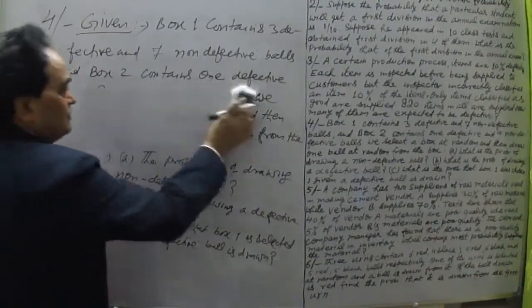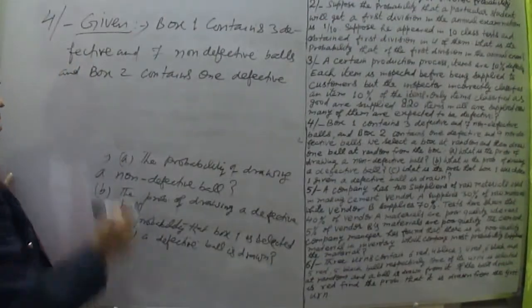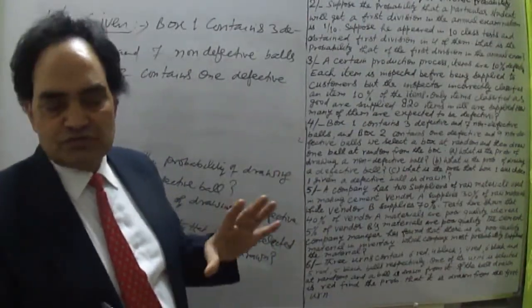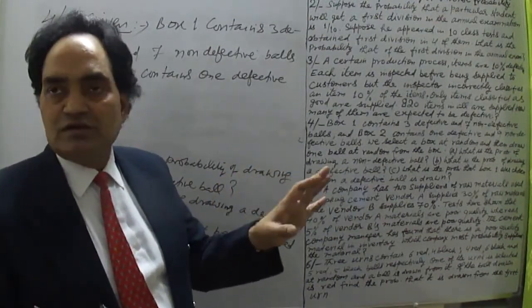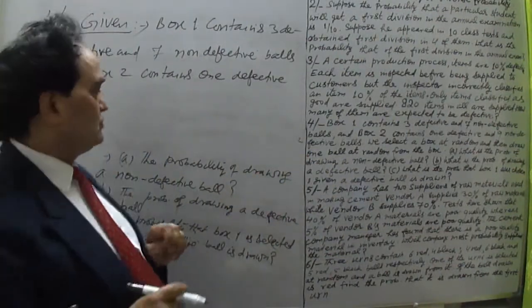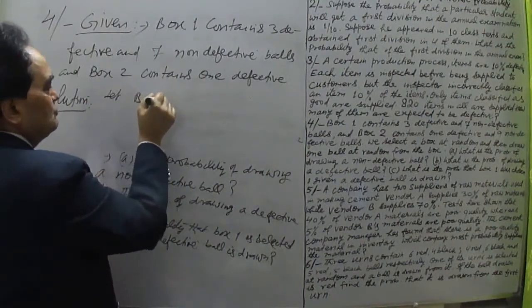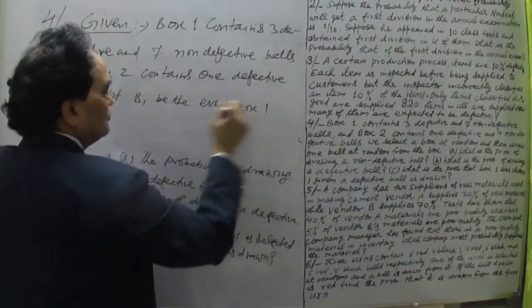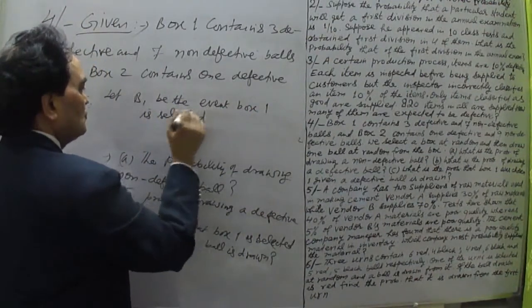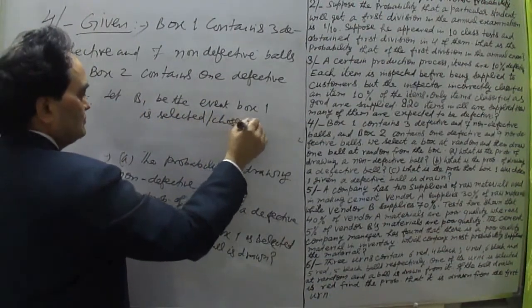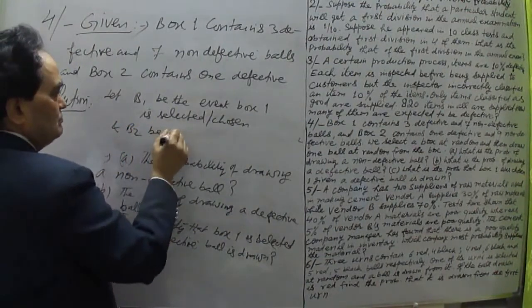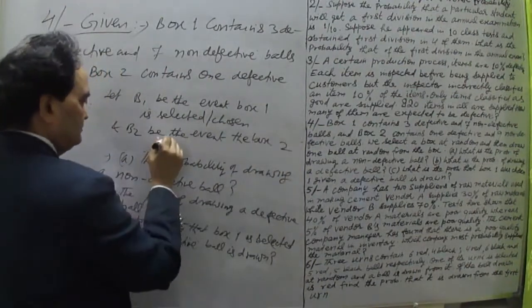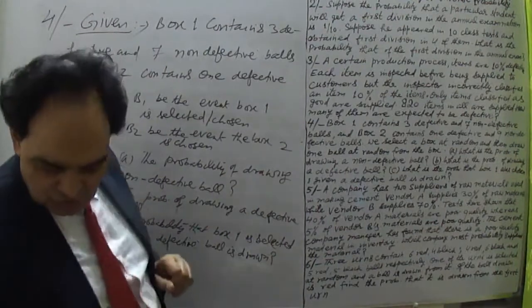Now let me find the solution. Try to understand this question. Let's find the probability of drawing a defective ball. There are 2 boxes, and one box is selected at random, so the probability is 1/2 each. Let B1 be the event that box 1 is chosen, and B2 the event that box 2 is chosen.